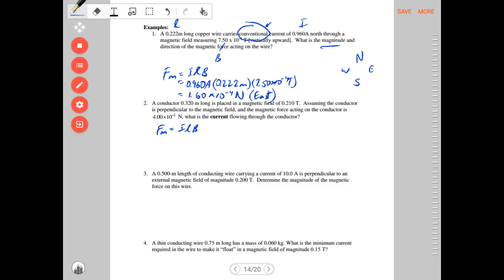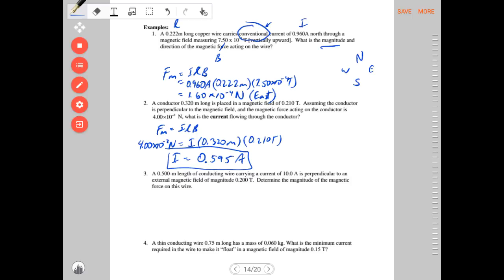Now we're looking for the current. We have the force, 4.00 times 10 to the negative 2 newtons. We want the current. We know the length of the wire is 0.320 meters, and we know the magnetic field is 0.210 teslas. So we just do some quick rearranging, and we solve for I. All right, so let's just do that quick. And that one works out to 0.595 amps, 3 sig digs again. So there is our answer.